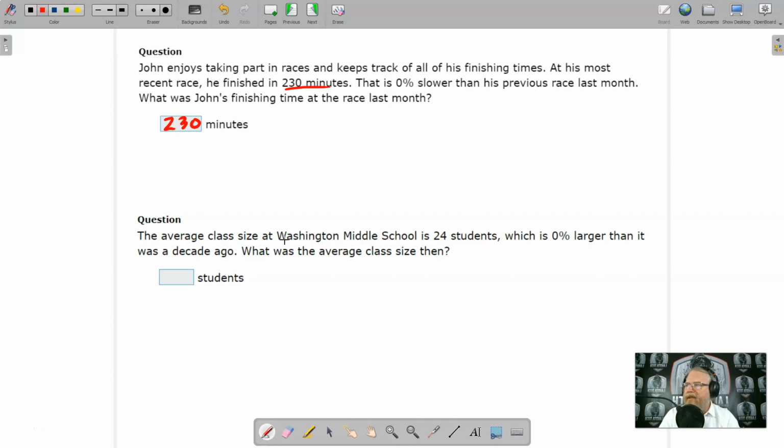Next question. The average class size at Washington Middle School is 24 students, which is 0% larger than it was a decade ago. What is the average class size then? Well, it hasn't changed any. It's still 24 students. There's no increase, no decrease. It's 0% larger, so it's going to stay the same.